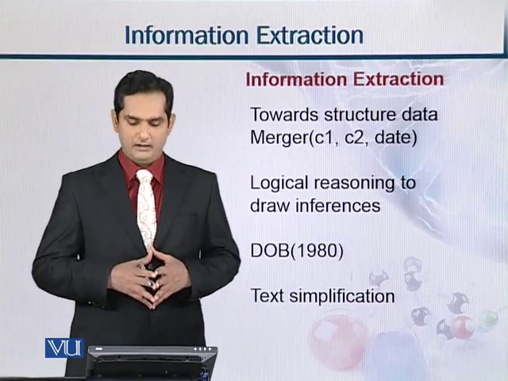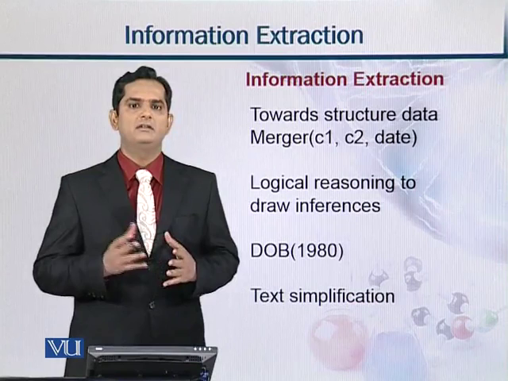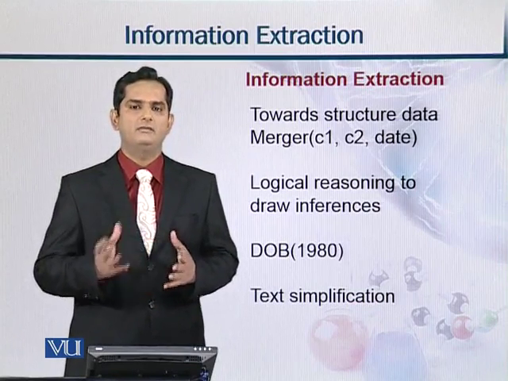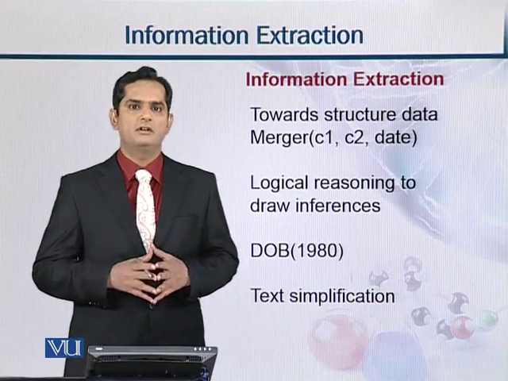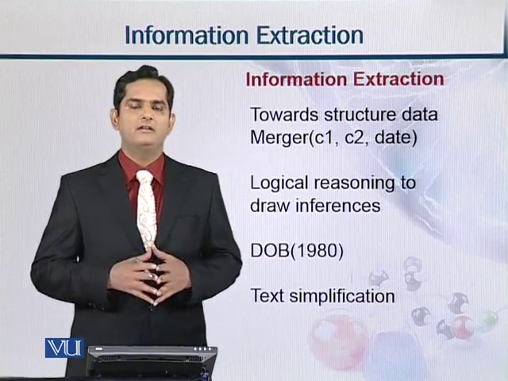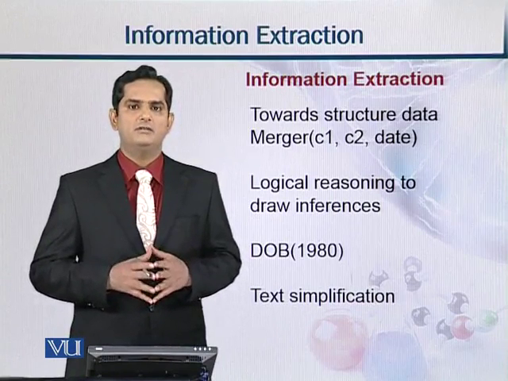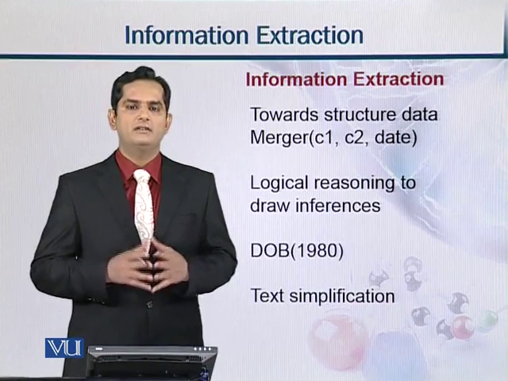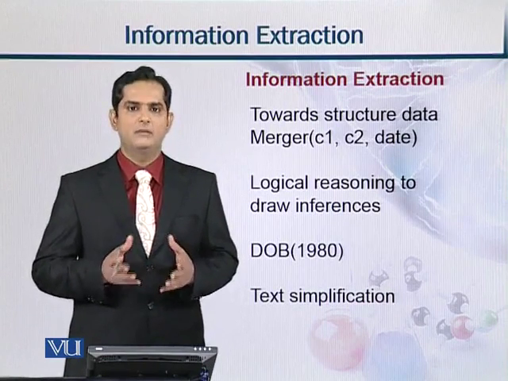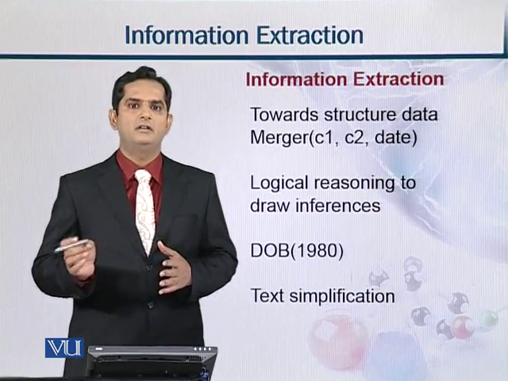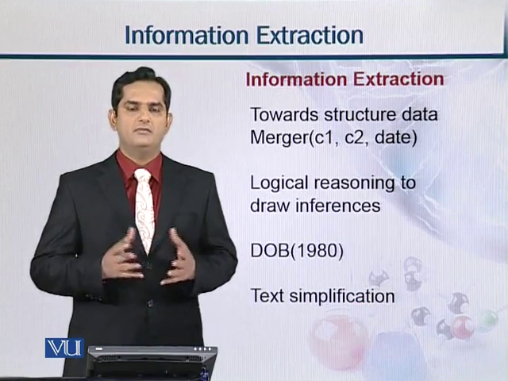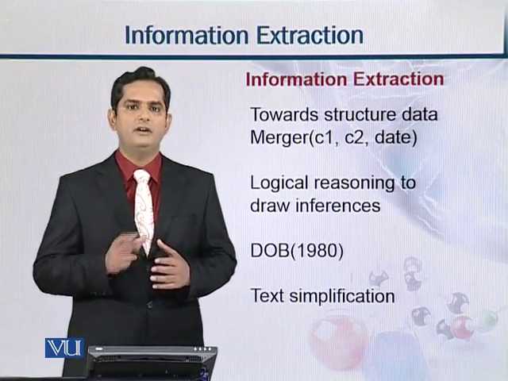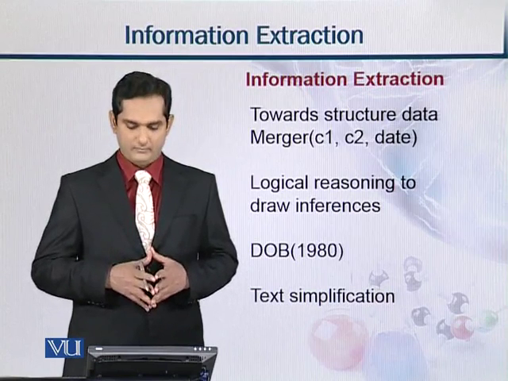I have given an example here which says that we have a merger between company 1, represented by C1, company 2, C2, and the date at which that merger happened. Suppose I say that HP and Compaq had a famous merger in the 90s or whatever date that was. We can say that merger is a relationship between company 1, HP, and company 2, Compaq, and some specific date. So what is this merger presenting? Basically, this is a predicate which shows the relationship between two different companies at a specified date.